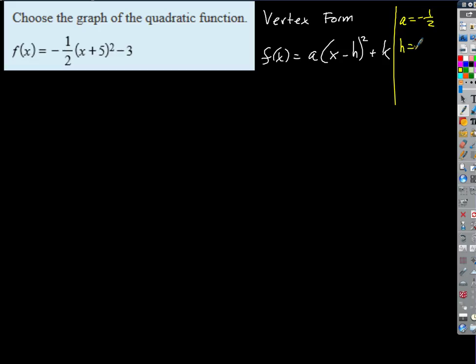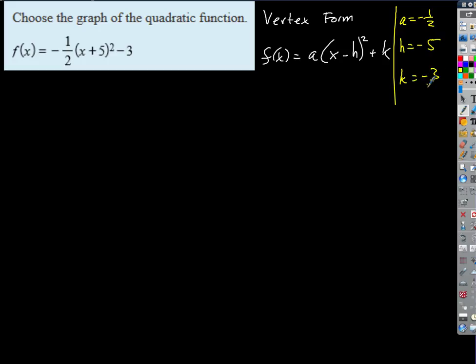Plus 5. No. H is what's being subtracted from x, right? So it's negative 5. Remember, that's the one that's always going to be the opposite of that operation. It's being subtracted. So h is negative 5, and k is the easy one. That is negative 3. Good.